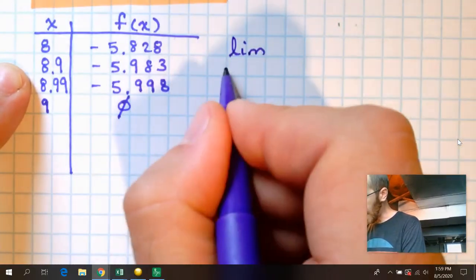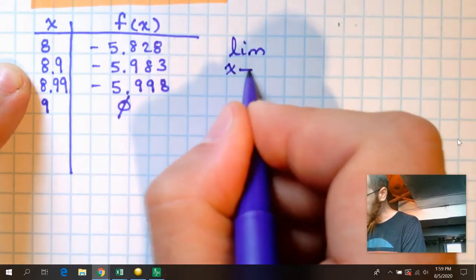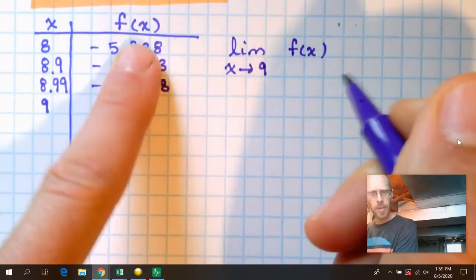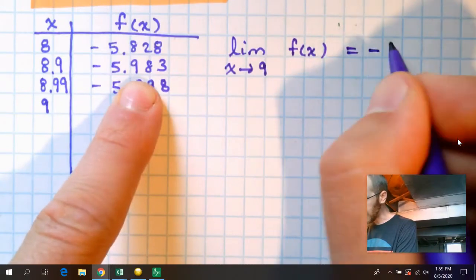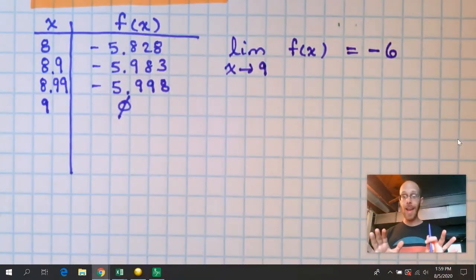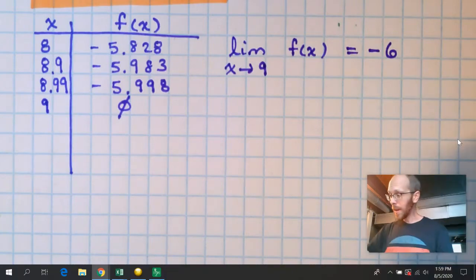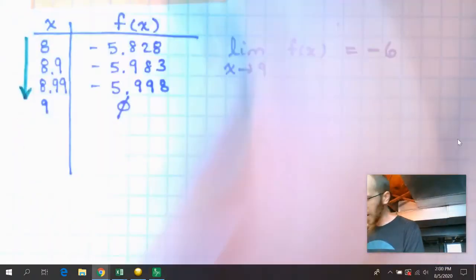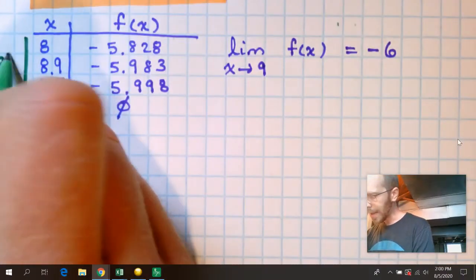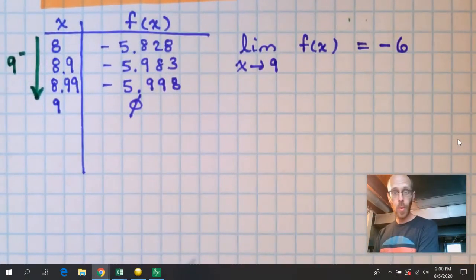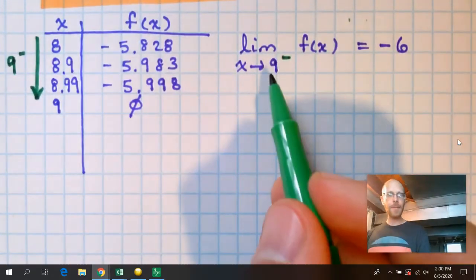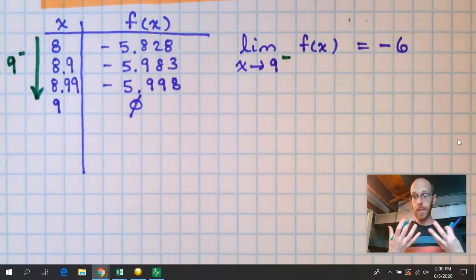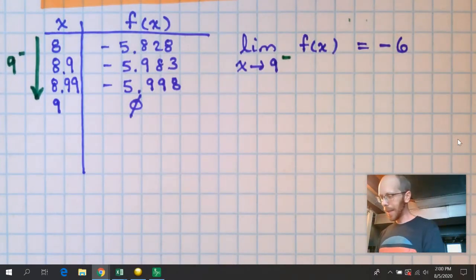Okay, so what does that tell us? Does that tell us that the limit as x approaches 9 of the function is, these look like they're getting close to negative 6. Does it tell us that? No, not quite, because look at where these values are. These are all to the left of 9. So what it tells us is that the left limit as we approach 9 is equal to negative 6.